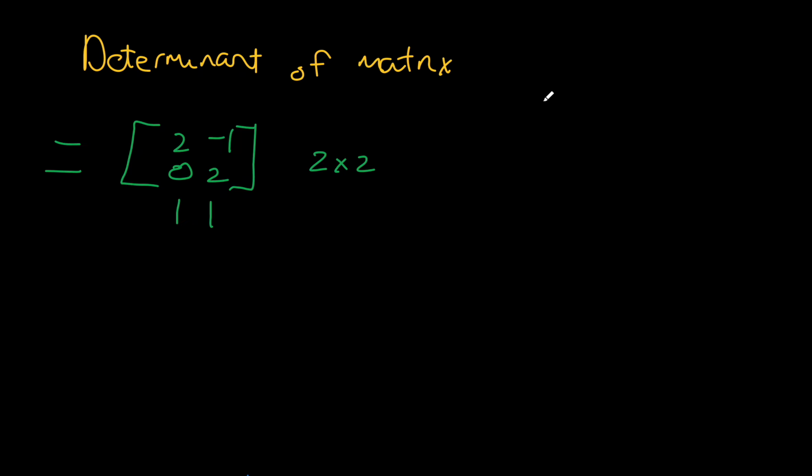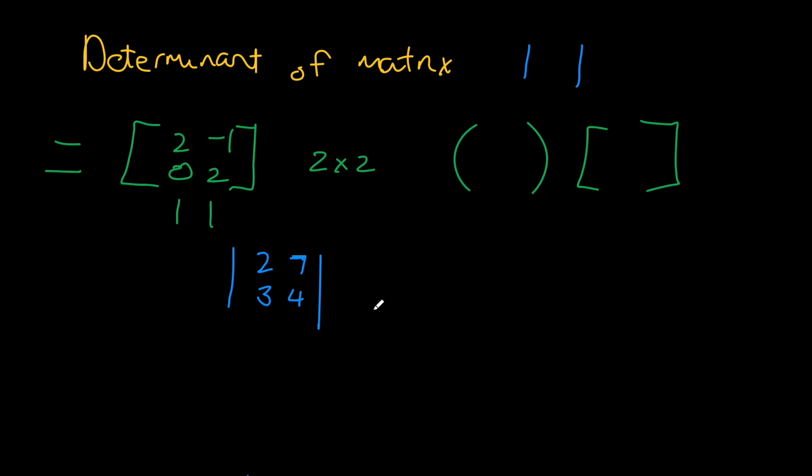The symbol for determinant is 2 straight lines like this, whereas with a matrix we remember that we can use round brackets or square brackets to indicate a matrix. For the determinant of a matrix we use straight lines. So let's do an example. Let's say 7. So again we've got a 2 by 2 matrix.